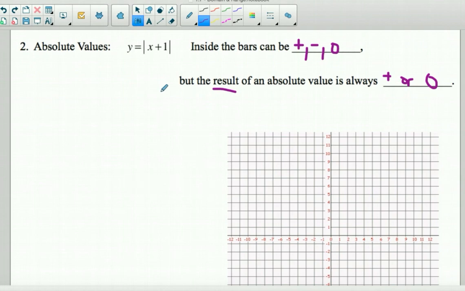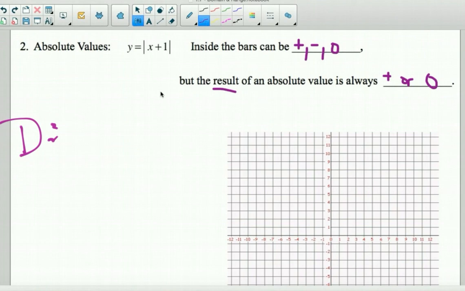So we want to look at domain and range with these functions as well. For domain, again, it's what can I plug in for x. You can plug in whatever you want. There are no denominators here that you have to worry about. Absolute values can be anything. Not the result, but you can plug in anything.